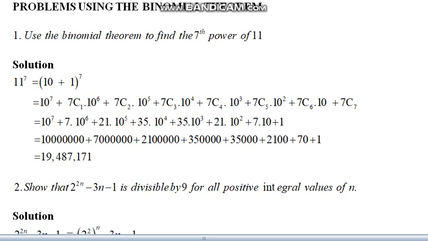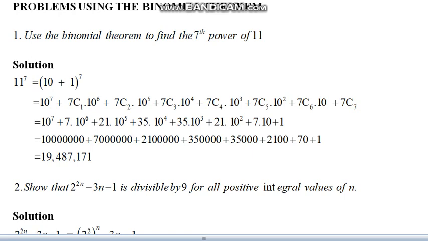Kavitha. Today we are going to see some problems based on binomial theorem. Here the first problem: use the binomial theorem to find the seventh power of 11. Already in our previous lecture, lecture 1, we have completed the binomial theorem.